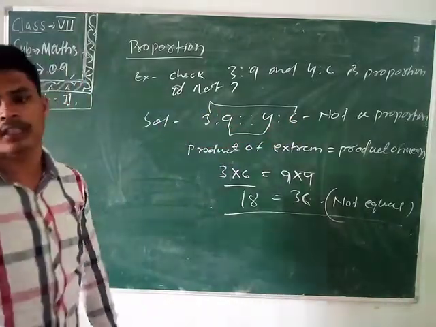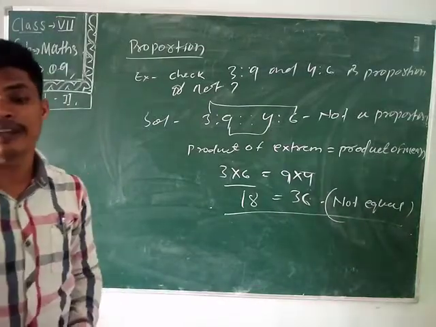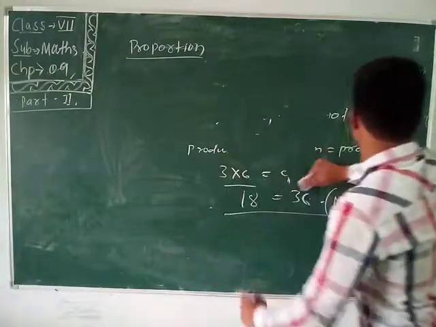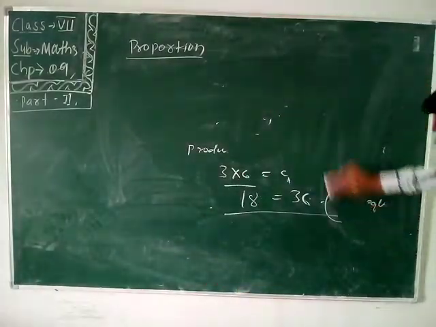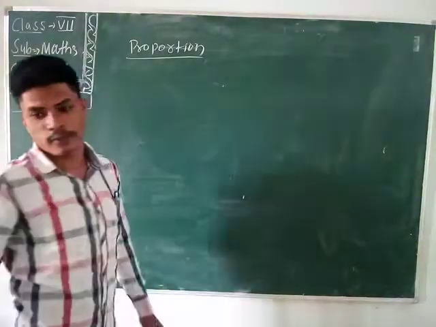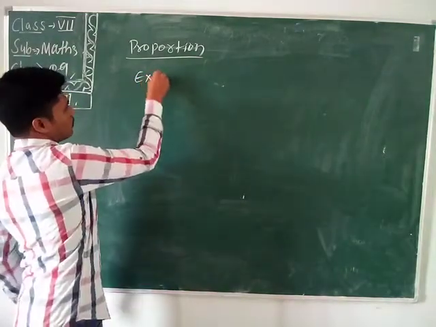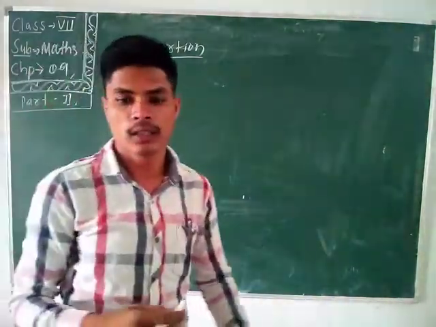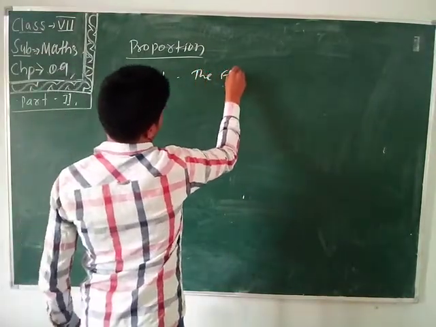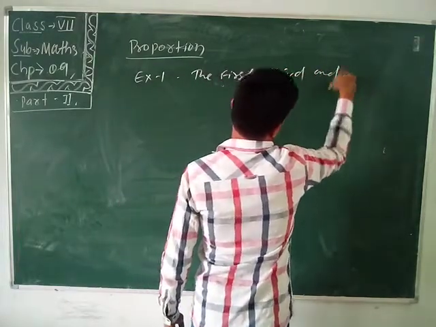Now we discuss proportionals. Then we can take an example. If two terms are given, how can you find another term? If three terms are given, how can you find the fourth term? See example one: the first, third, and fourth terms.